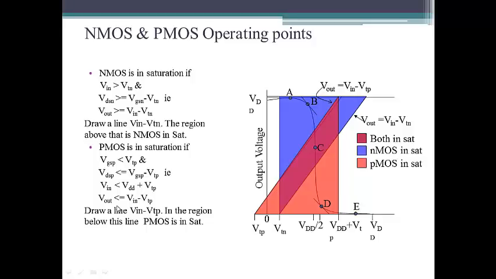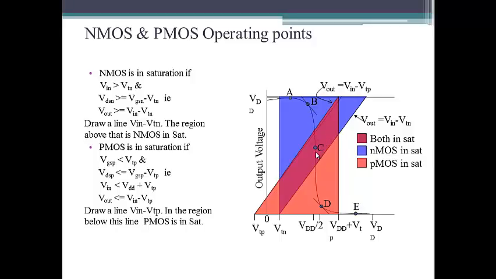And now for the saturation region, you have Vout must be less than Vin minus VTP. So now this is the line Vin minus VTP, and your condition is Vout must be less than that. So you have a region which is below this line, and that gives you PMOS in saturation. The blue color means NMOS is in saturation. This brick color, PMOS is in saturation. And this intersection region, both are in saturation. So the transition happens when both the transistors are in saturation.